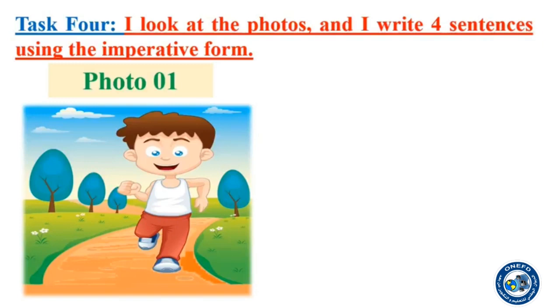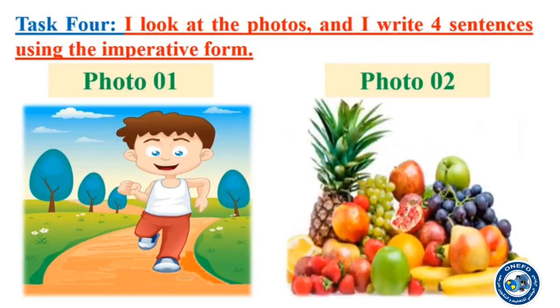Let's take another photo. Photo number 2. So the boy is practicing sport. Practicing sport is a good activity. Look at photo number 2. There is a group of fruits. These fruits are fresh fruits like orange, strawberry, apple, banana, pear, grapes, and pineapple.